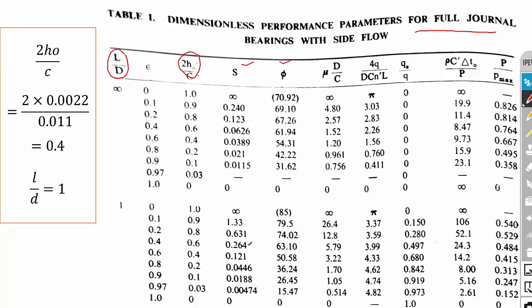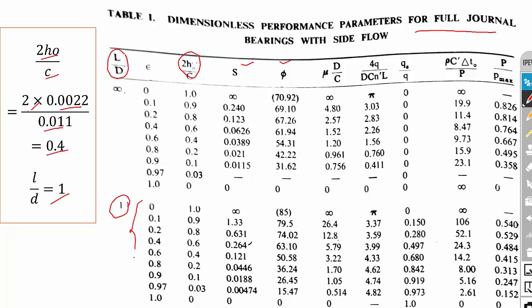Okay. So first I will calculate the 2h0 by C, because in the problem the h0 value is given and the C value is also given. So 2h0 by C is equal to 2 into 0.0022, divided by the C value 0.011. So 2h0 by C is equal to 0.4, and the L by D ratio is given as 1. We have L by D ratio of infinity, then 1, then further at the bottom 0.5 and 0.25. So for me the L by D ratio is 1.